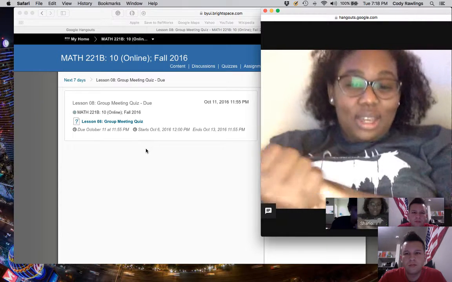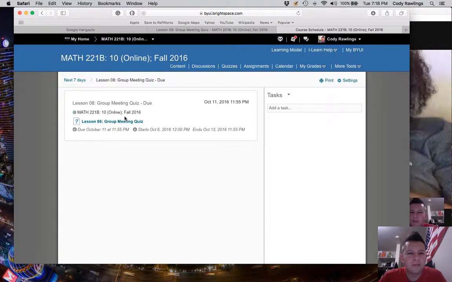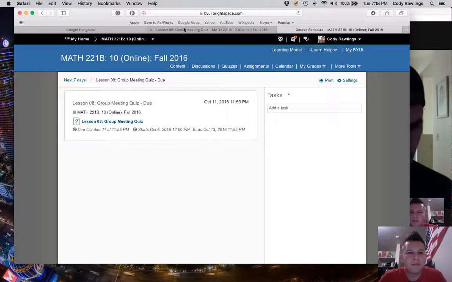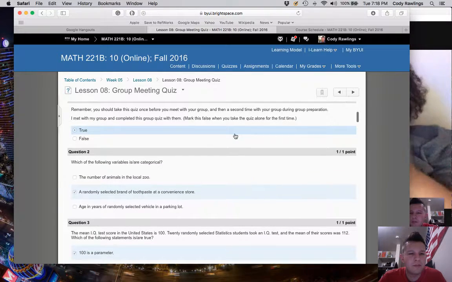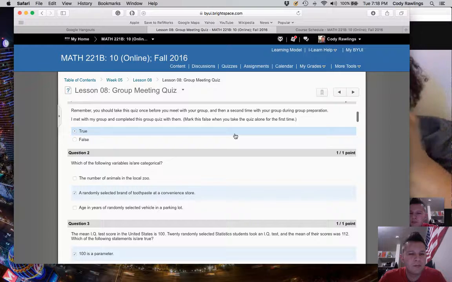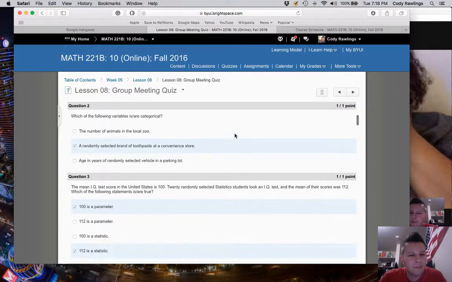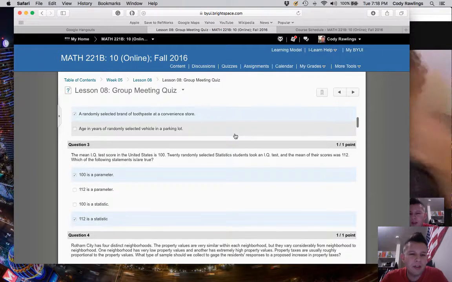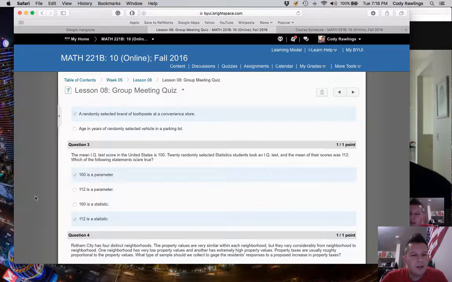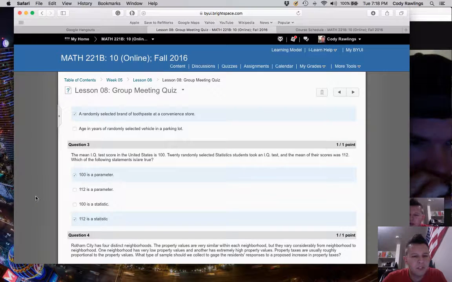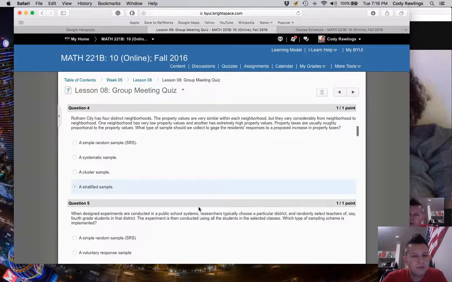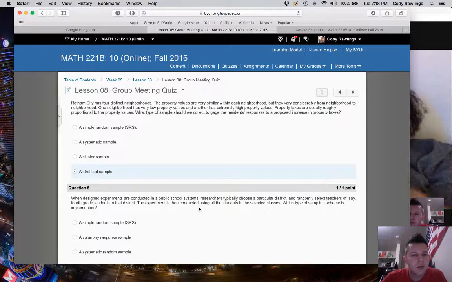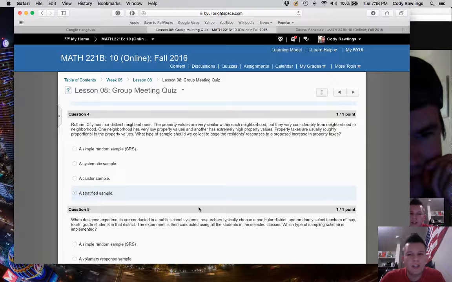Shall we start lesson 8? So, for question number 2, I put a randomly selected brand of toothpaste at a convenience store. That's what I think as well. Yeah, I agree. And for 3, I put 100 parameter and 112 statistic. That's what I put too. For number 4, I put a simple random sample. I put a stratified sample.